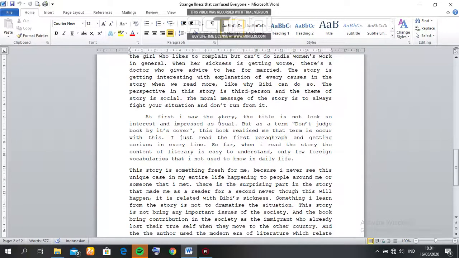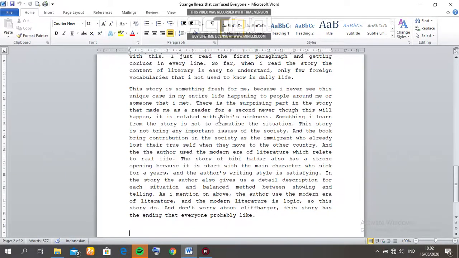But as the saying goes, don't judge a book by its cover. This book made me realize that the saying is accurate. I just read the first paragraph and became curious in every line. So far, the content of the story is easy to understand, with only a few foreign vocabulary words that I'm not used to in daily life. This story is something fresh for me because I have never seen this unique case happen to people around me or someone that I met.